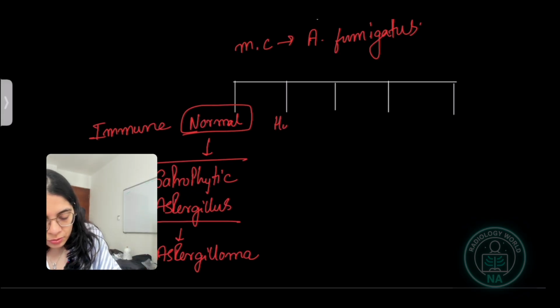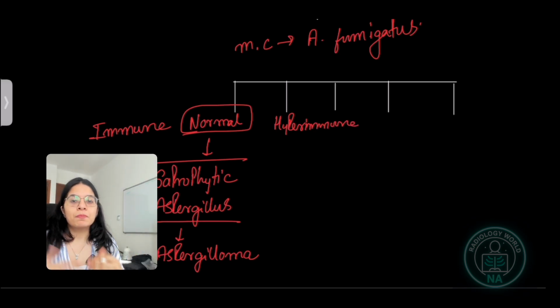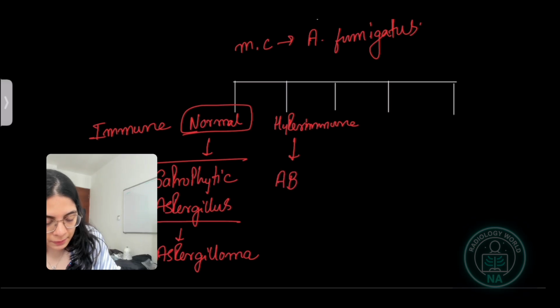If the patient's immune status is hyperimmune, we have talked that the immune system is otherwise normal. Hyperimmune means the patient has some history of asthma or maybe cystic fibrosis, when the IgE levels are also elevated. That is basically a hyperimmune system. In this case, we will deal with ABPA.